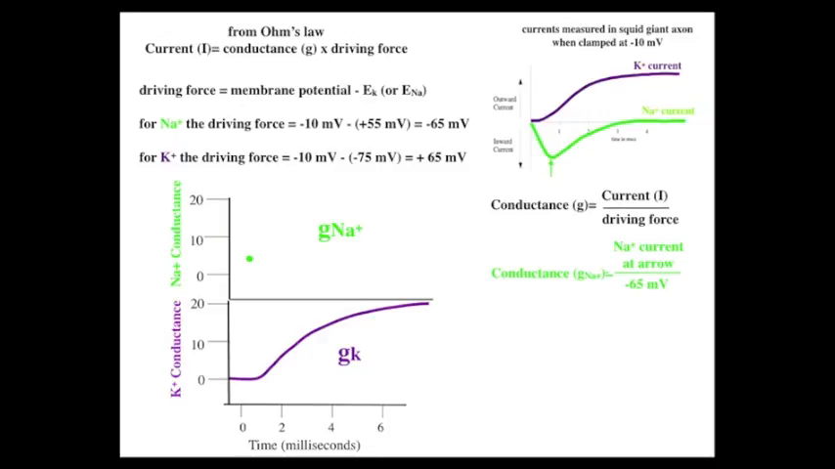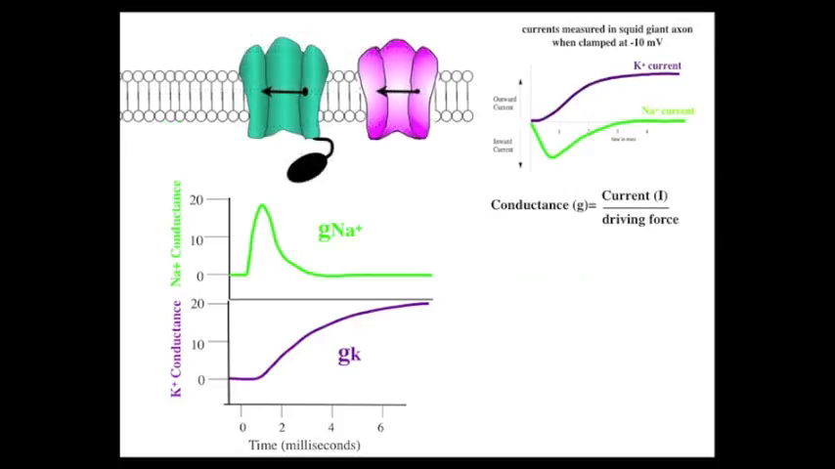And then we're going to take another point in time and take that current, this is the peak current, and divide it by minus 65 and plot it. And another point in time, and plot that current divided by minus 65, and do the whole thing for the whole current curve. And that's what the conductance curve is going to look like for sodium. It was from these conductance records of the time course of the potassium conductance and the sodium conductance that led Hodgkin and Huxley to propose how the sodium and potassium channels must be working in conjunction to produce an action potential. Let's look at the sodium conductance first.